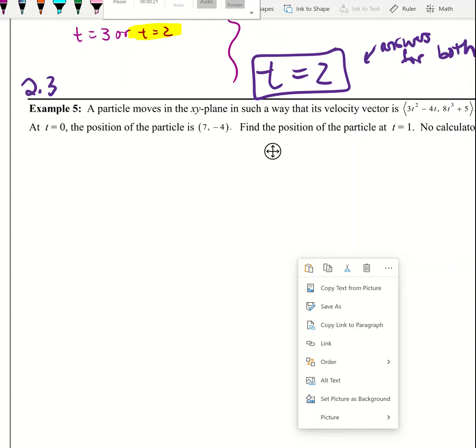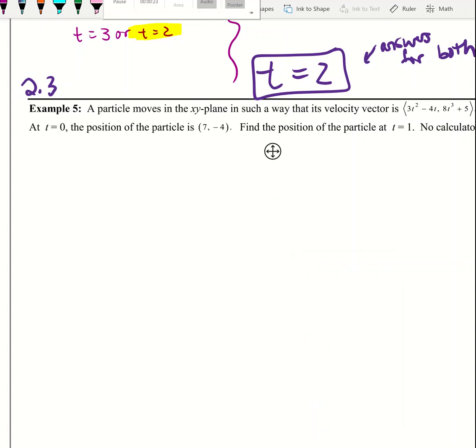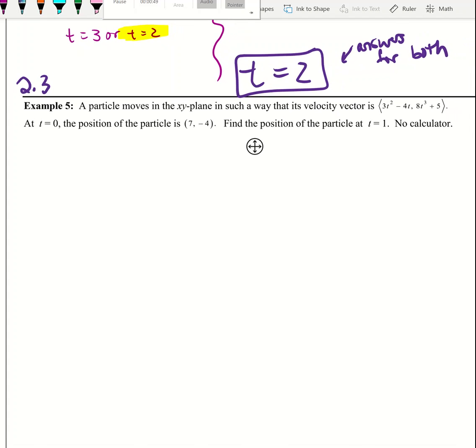Let's say a particle moves in the xy plane, and its velocity vector, given in terms of t, is 3t squared minus 4t for the x component, and then 8t cubed plus 5 for the y component. We also know that when t is 0, so at the initial part of this particle moving as we track it, its position is (7, -4). Notice that that's an ordered pair. So these are xy coordinates. We want to find the position of the particle specifically at t = 1, and we don't want to use a calculator. Okay, we're not allowed to use a calculator.